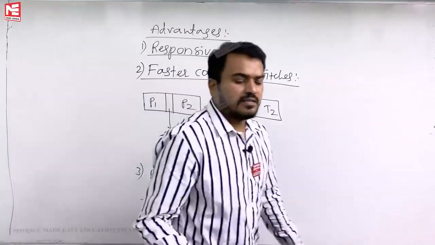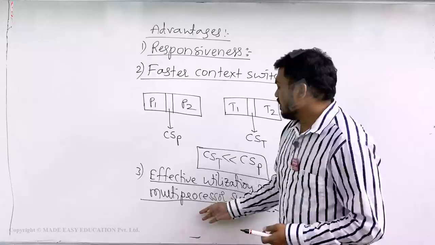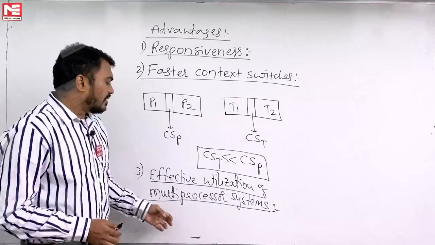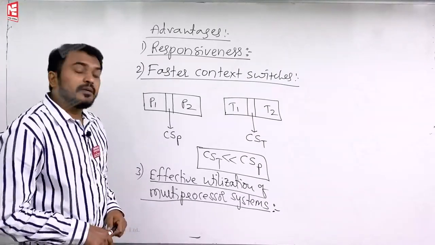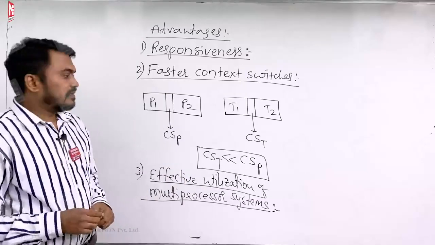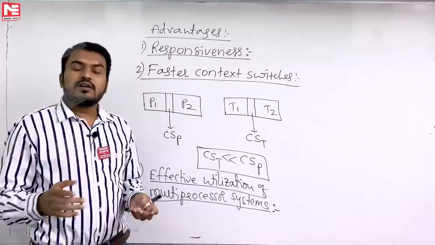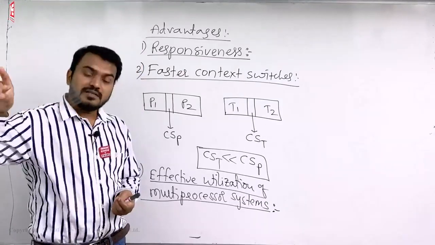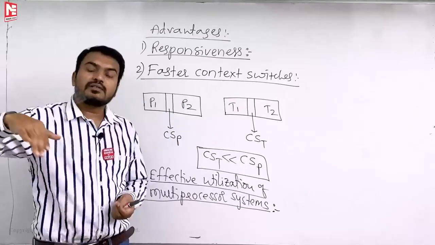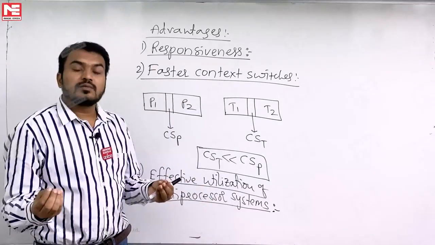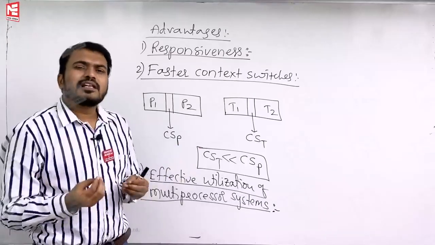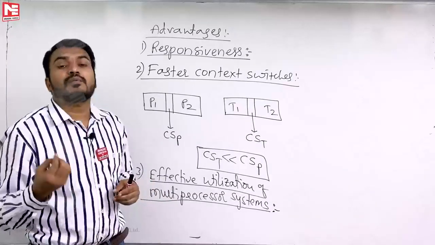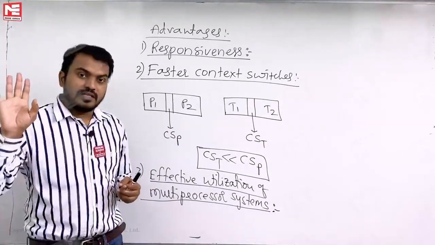What is the meaning of multiprocessor? You already know. Multiprocessor means more than one processor. So remember, if the process is divided into multiple threads, listen carefully, then different threads can be scheduled onto different processors, so that process execution will be faster. It is an effective way of utilizing multiprocessors, and at the same time you can increase the speed of process execution.